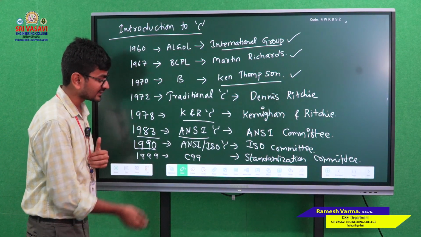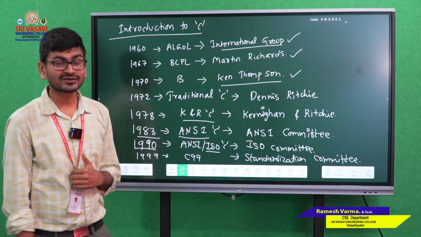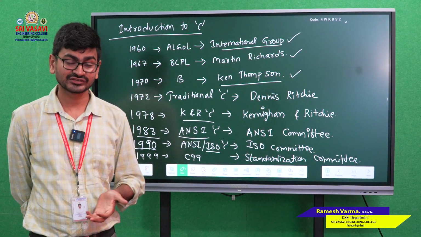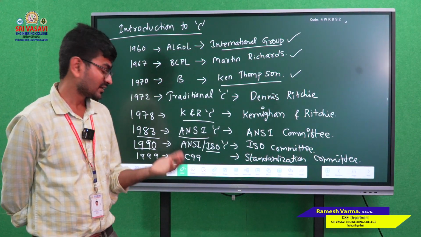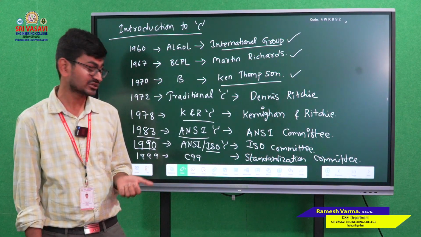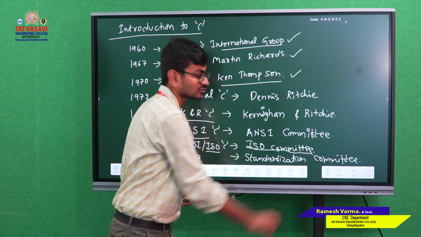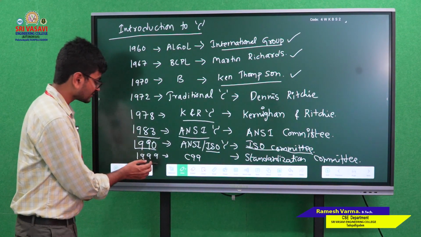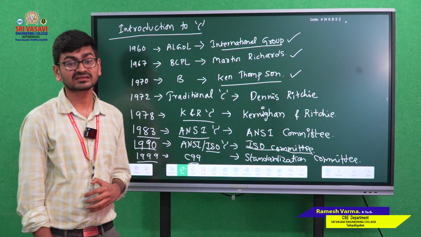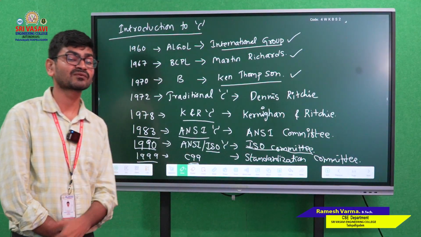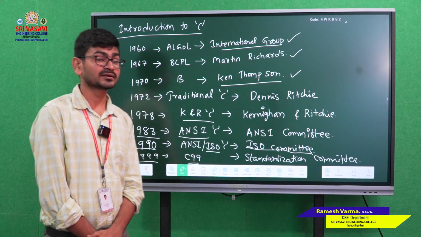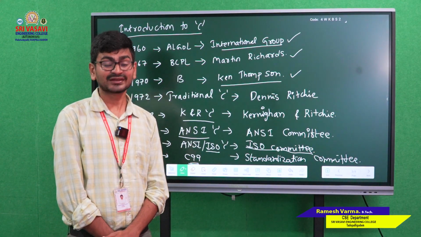In the year 1990, ISO combined with ANSI. ISO stands for International Standards Organization. It collaborated with ANSI and developed some rules for the C language, and the group is the ISO committee. And in the year 1999, the C99 Standardization Committee came into existence, and they introduced some of the rules to the C programming language. This is the history of C language, and the father of C language is Dennis Ritchie.